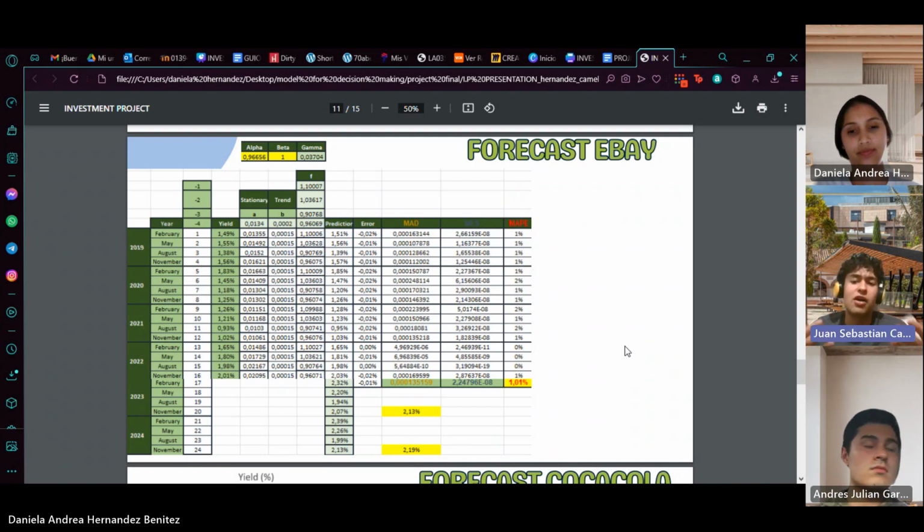Similarly, we can also see how alpha represents almost 1, stationary. So this means that this company has both a stationary component and a trend component. On the other hand, gamma, or the seasonality component, is not taken into account. So also we can see how the MAPE, or margin of error, is 1.01%, which is very low, and that for 2023 and 2024, a return of 2.13% and 2.19% respectively is expected.